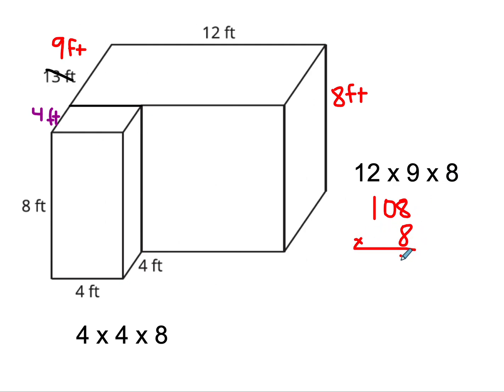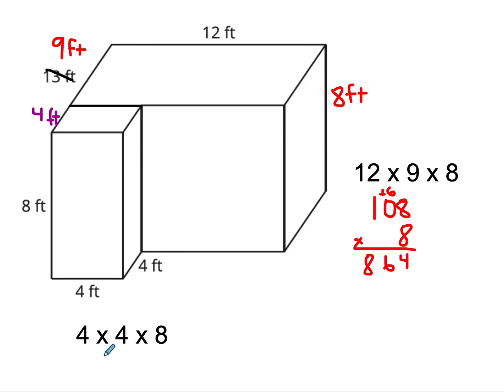8 times 8 is 64. Another fact I know from reflex. Regroup the 6 tens. 8 times 0 is 0, plus 6 is 6. 8 times 1 is 8. So 864 cubic feet for this larger prism.